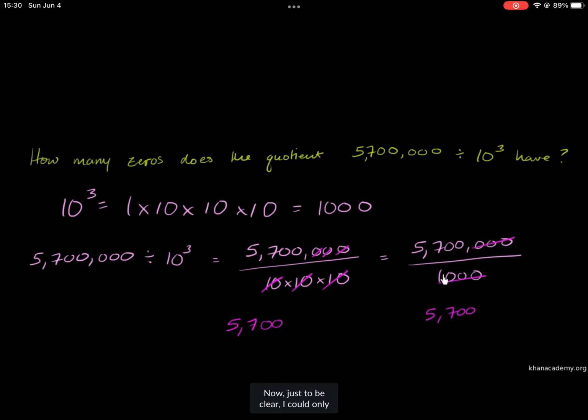Now, just to be clear, I can only do this because this was 1,000. If this was like 3,000 or something, I could think of this as 3 times 1,000, and then I could only cancel out the 1,000 with these zeros, but the 3 I would then have to divide separately. But only because I'm straight up dividing by 1,000, I'm dividing by a power of 10. I have 3 zeros here. I can cancel it out with 3 zeros there.